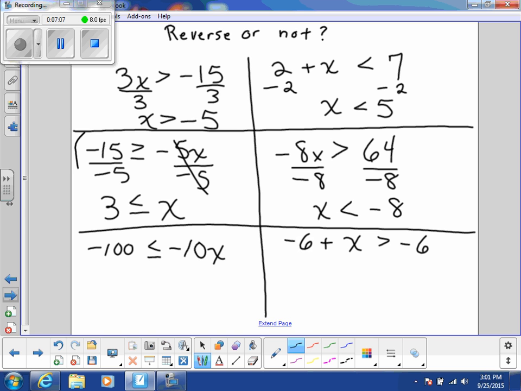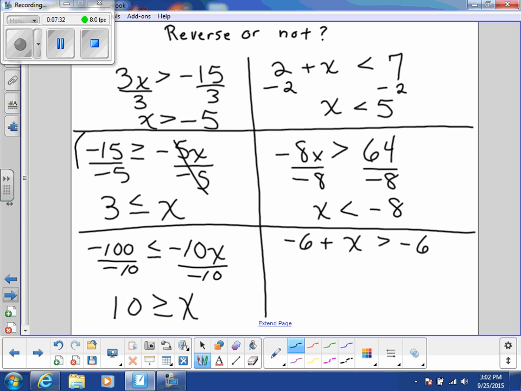Whether your coefficient and your variable are on the right or the left, you have to look for your variable. Look what's next to it, negative 10. So I'll divide by negative 10. That gives me positive 10 is greater than or equal to x.